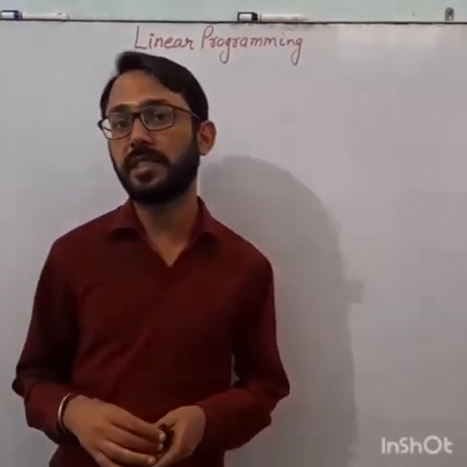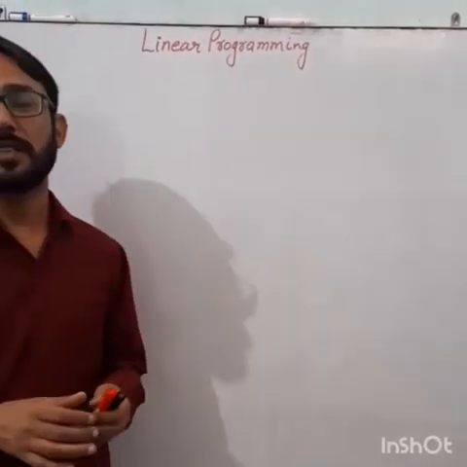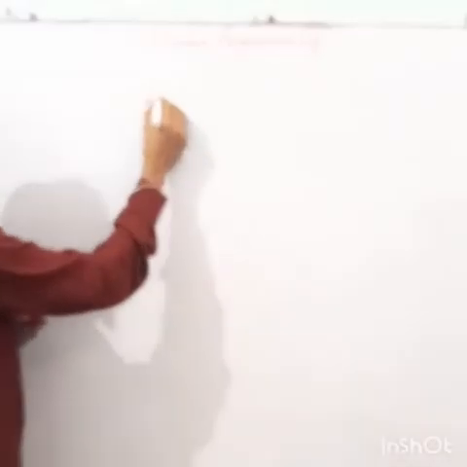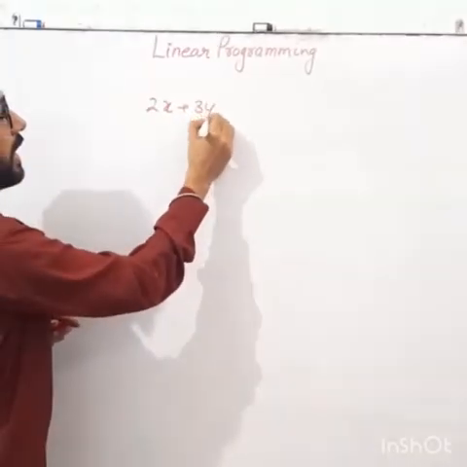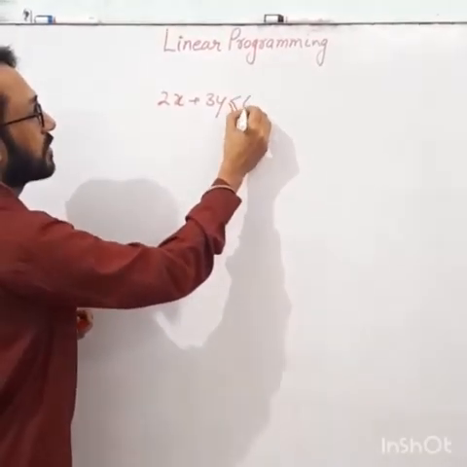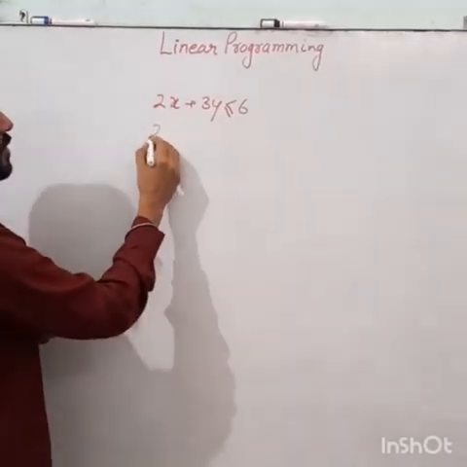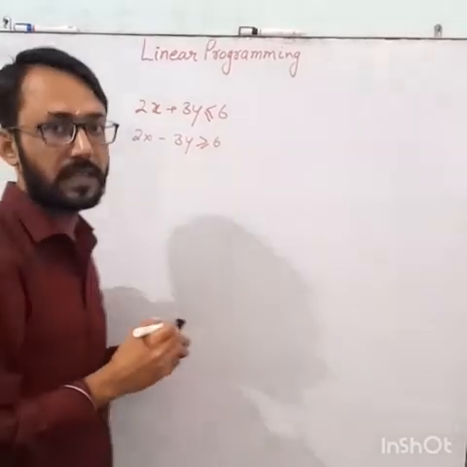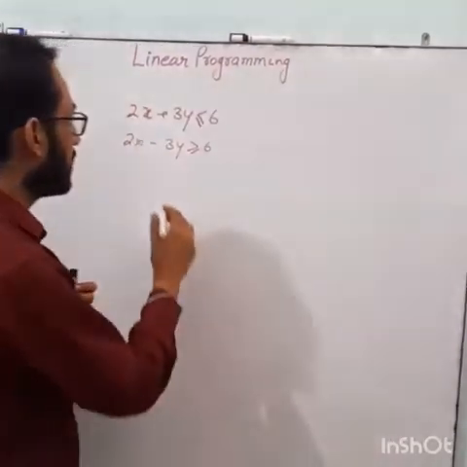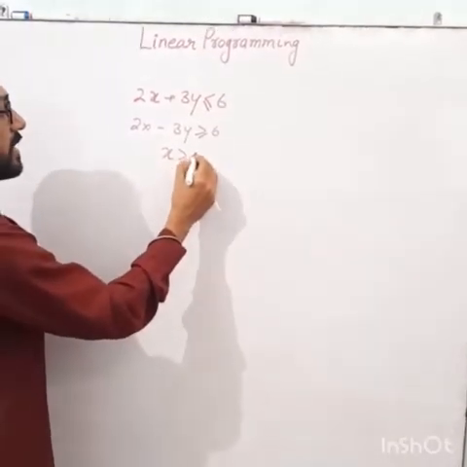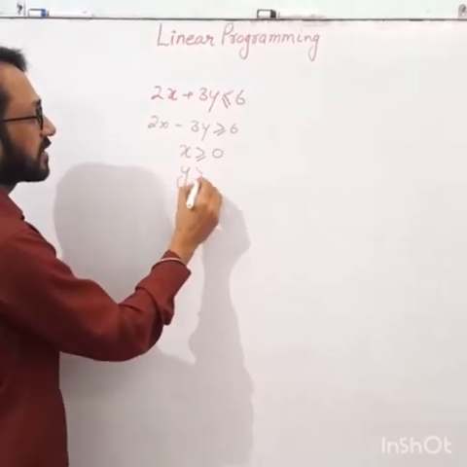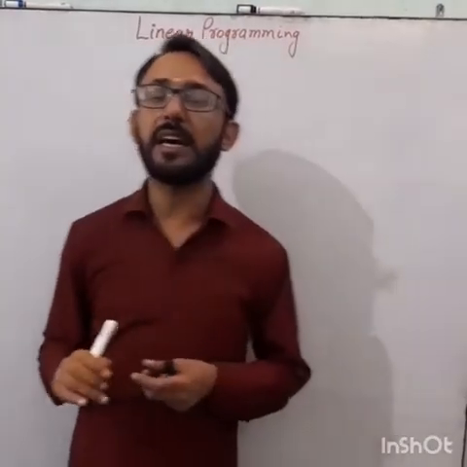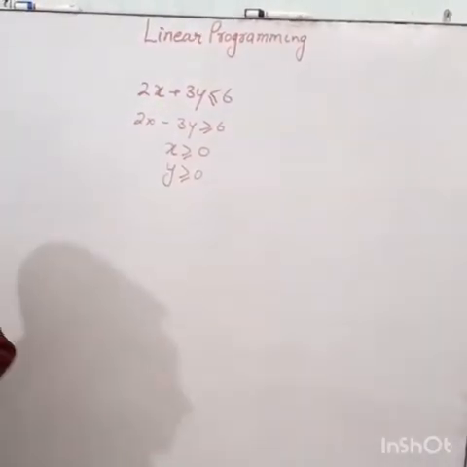In that we have seen situations like inequality equations were given, like 2x plus 3y is less than or equal to 6. Another situation was 2x minus 3y could be greater than or equal to 6. So these conditions, these equations, can be said to be constraints over here. These are the constraints in the linear programming problems.